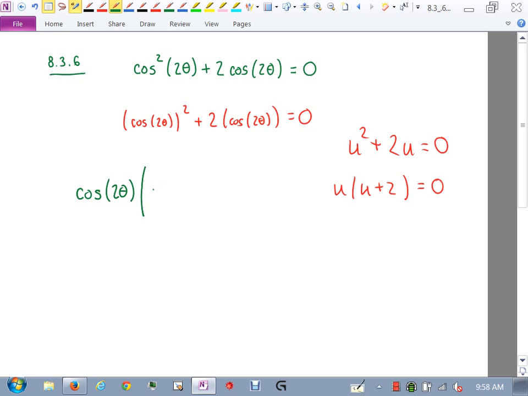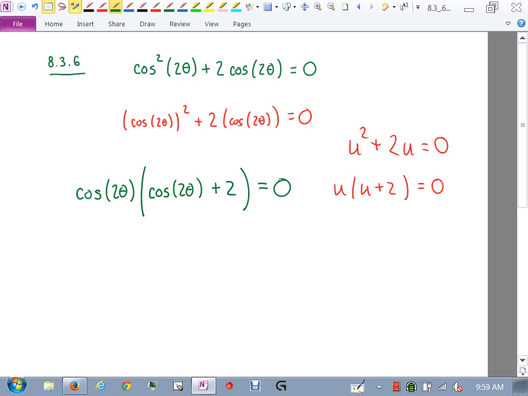Inside this parentheses, cosine 2 theta again, then what? Plus 2, then equals 0. So just check, if I distribute this back through, what's cosine 2 theta times cosine 2 theta? Well, cosine 2 theta squared, which is what we have up there, right? Then if I do cosine 2 theta times 2, I'll have plus 2 cosine 2 theta. Do you all agree with that?